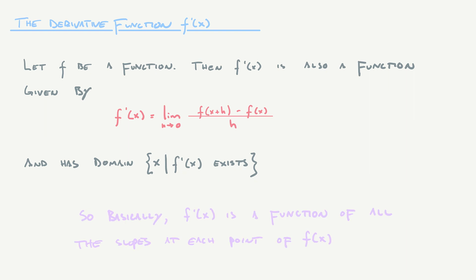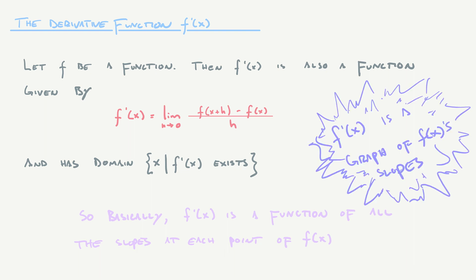But basically, the concept image that you should have of this function is that f prime of x is a function of all the slopes at every point of f of x. F of x does what it's going to do, like imagine a polynomial. It's got different slopes at every instance of x. Every x value is going to produce a different slope. That slope is the output for f prime of x. So the main idea, f prime of x is a graph of f of x's slopes. So let's do a couple examples.